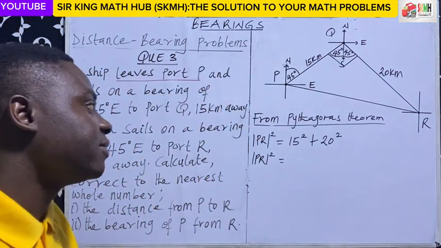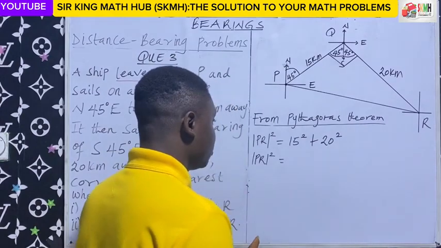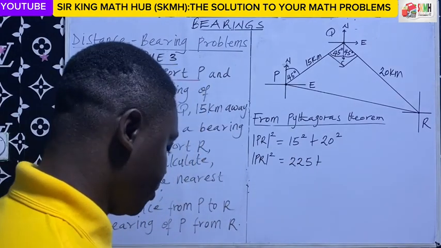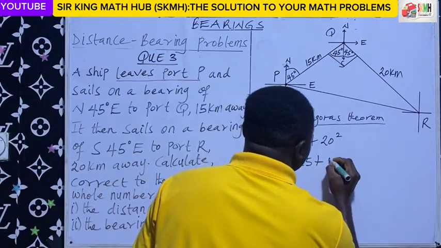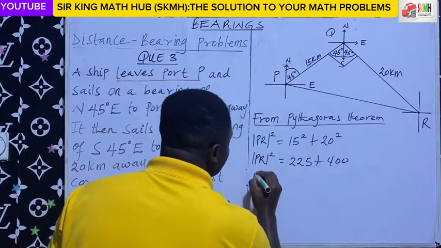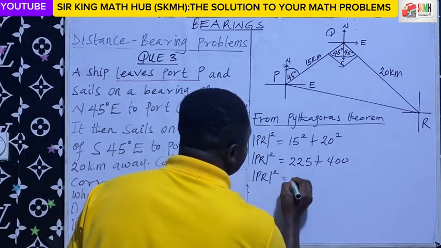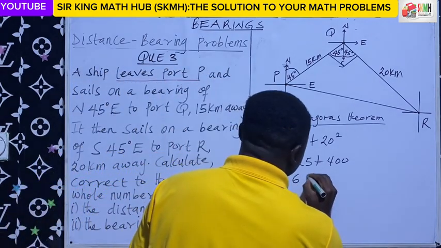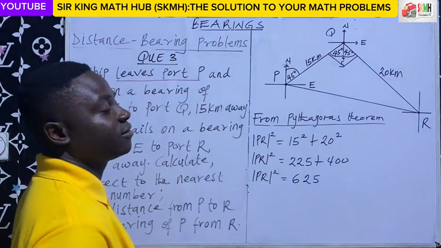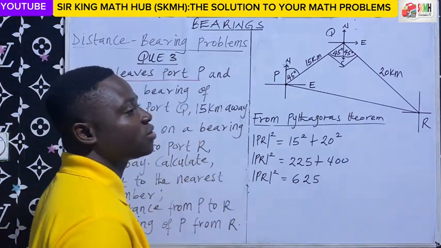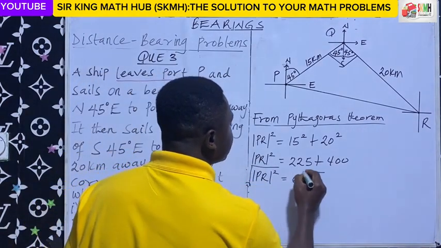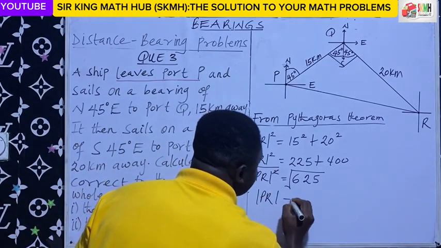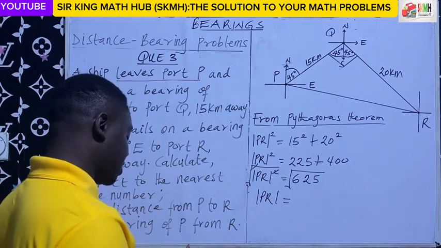Now, from our calculator, what is 15 squared? We have 225. And then 20 squared, that is 400. So we can still simplify. 225 plus 400, 625. We are looking for PR, not PR squared. So we can take the square root on both sides. The square root will cancel out the square. We are left with PR is equal to square root of 625.